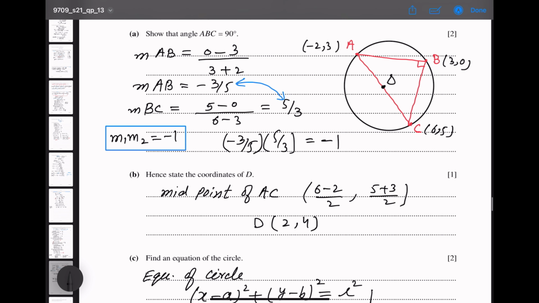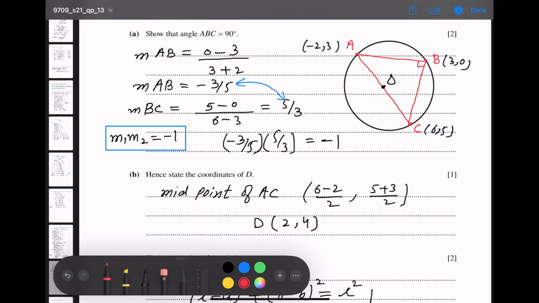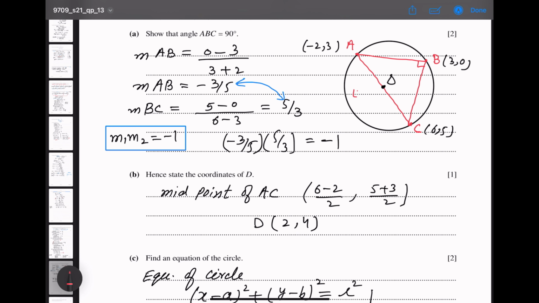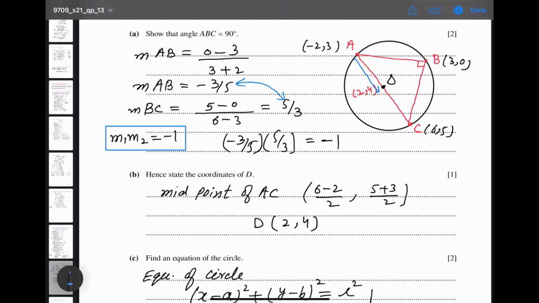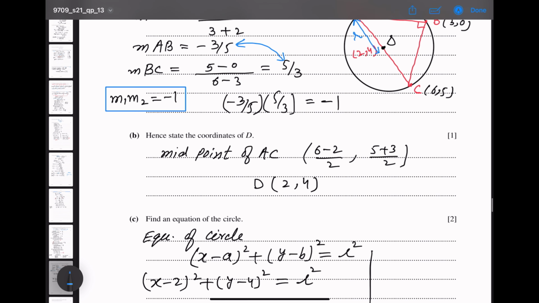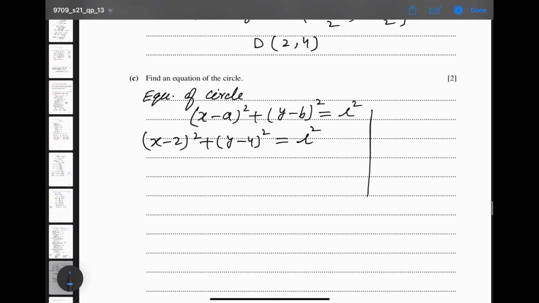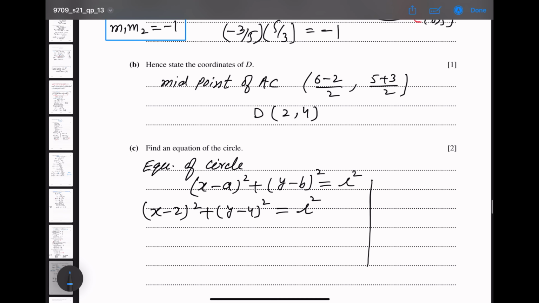Now we will find the radius of the circle. Radius of the circle can be AD or DC. Coordinates of D we have found: 2, 4. You can say that AD will be the radius of the circle. We will find AD by the distance formula, so that becomes the radius.